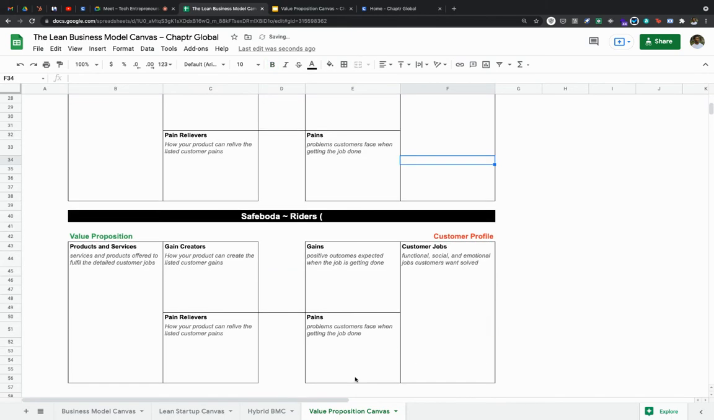Cool. So you're saying rogue boda bodas. Let's articulate the problem in a very clear way. And the best way to articulate the problem is as: I am a dash, I need dash, so that I can do dash. So anyone with an idea of what SafeBoda does?